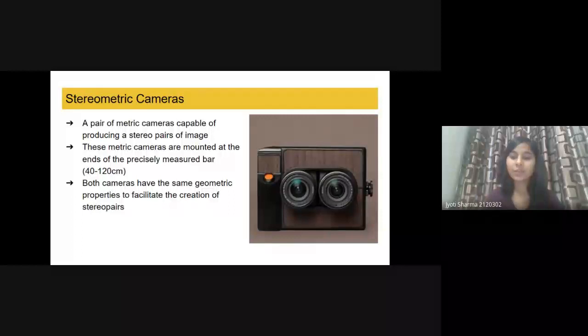This is known as stereometric. If you want the 3D image of any object, then you must use stereometric cameras. In the iPhone and some other smartphones, we are getting such stereometric cameras as well. Here we can see we have a pair of metric cameras. We already talked about metric cameras. This pair has a distance between them that is known already, and both cameras have the same geometric property to facilitate the creation of stereo pairs. Basically, with this kind of camera we can get the 3D image very perfectly.